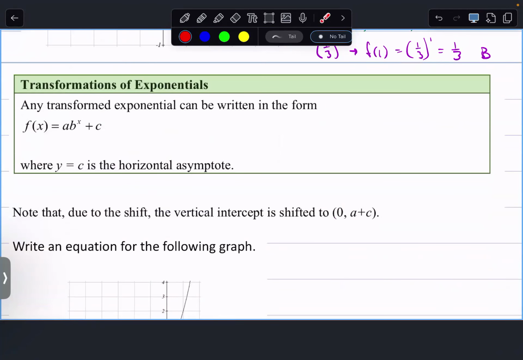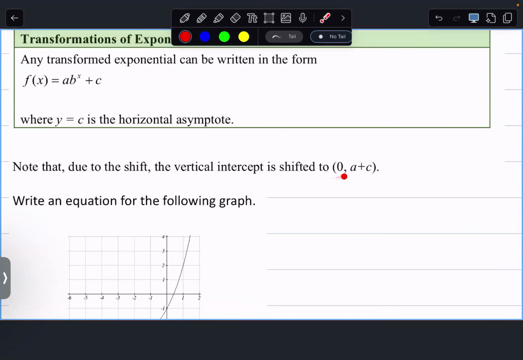We're not going to do a lot of graph transformations, but we can rewrite any transformed exponential as a times b to the power of x plus c. Remember that brings it up or down. And so that's going to move your horizontal asymptote. And so from the shift, the vertical intercept is now going to be moved from 0a to 0a plus c. Whether c is positive or negative, it still translates, because if you have a negative c, then it becomes a minus c.